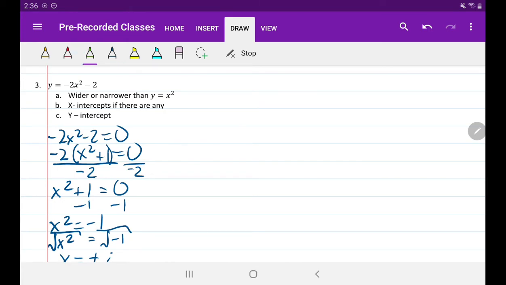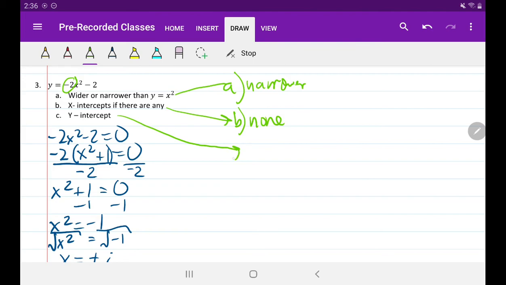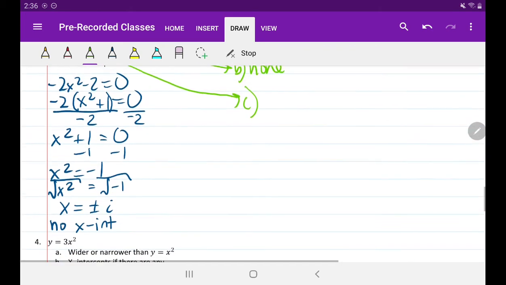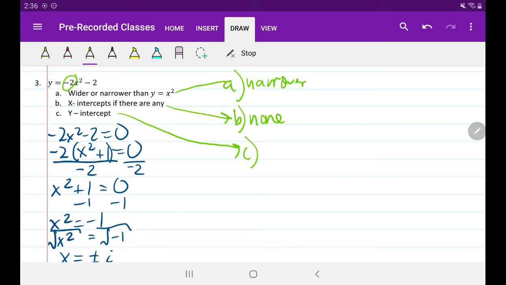All right, so we'll go ahead and write out our answers. So wider or narrower, I think we will be narrower, right? Because our a term is -2, and the absolute value of that is greater than 1. Our x-intercepts, in this case, we said we didn't have any because when we tried to find them, we got an imaginary answer.